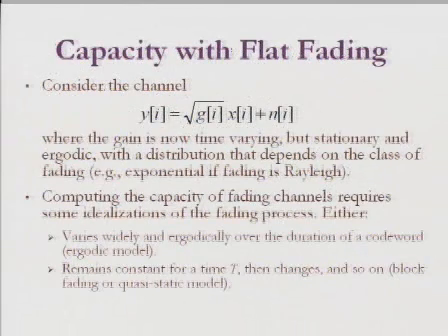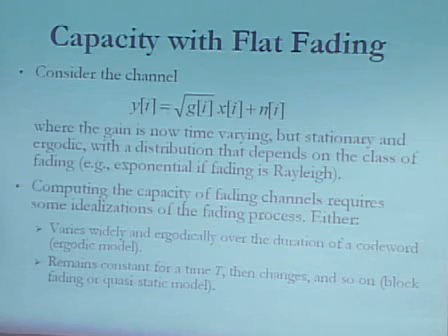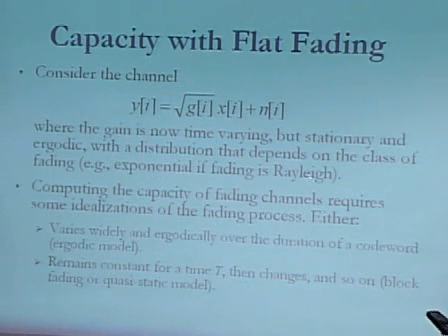Then we moved on to capacity of channels with fading. So we started with the flat fading channel. In this channel, now the gain G is a function of time, so we can regard it as a random process. And we'll always assume that this process is stationary and ergodic, with a distribution that depends on the type of fading. So typically Rayleigh fading, for example. Then G is going to be exponential, and the square root of G is going to be Rayleigh. That's a typical value, but it could also be Ricean or Nakagami.